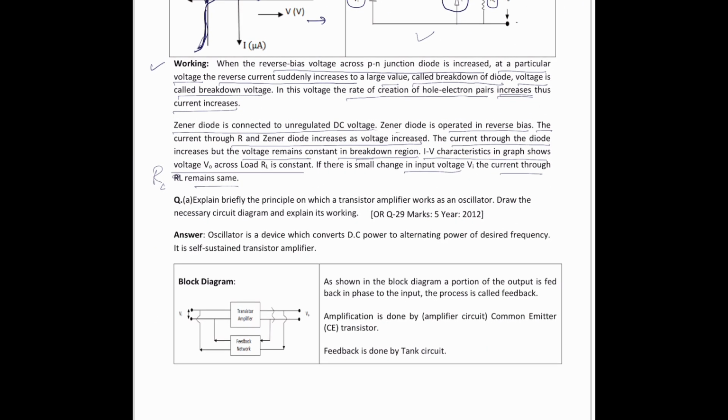This condition, the creation of hole electron pair increases because of this reverse voltage applied. Okay, so this answers, you can take the screenshot.